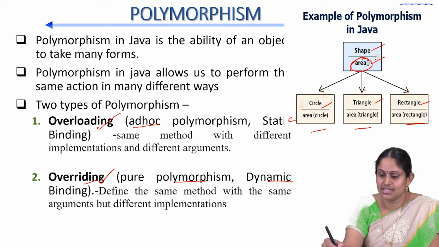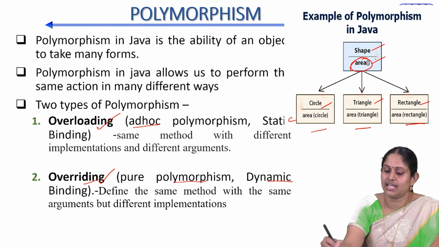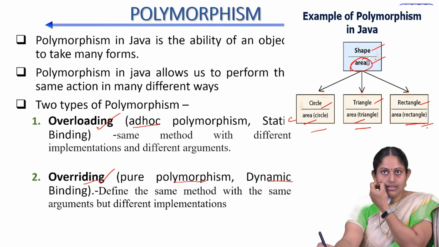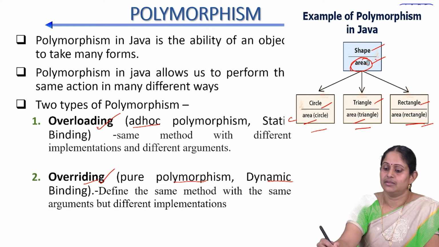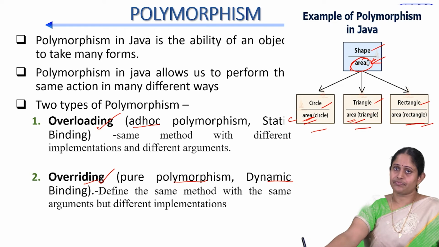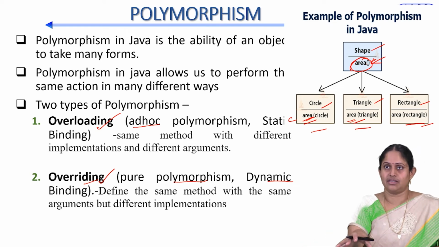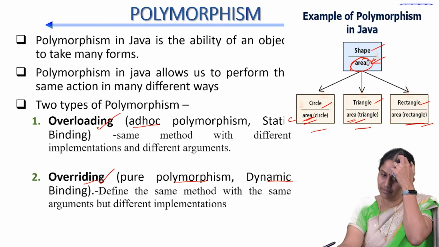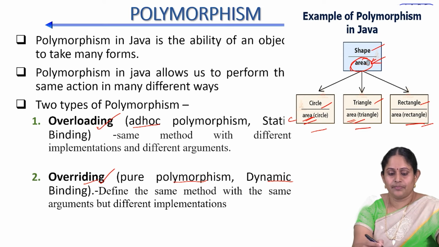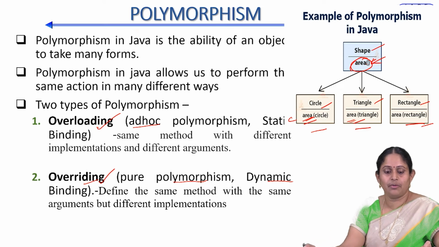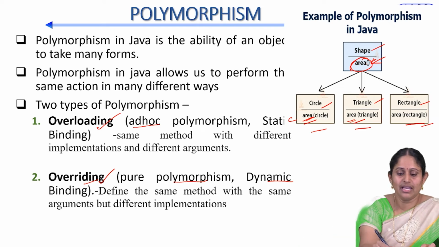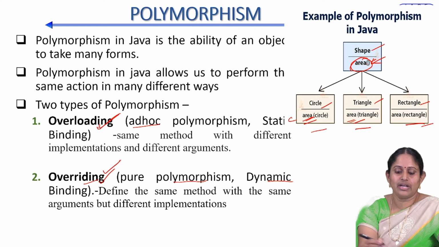But the implementation of area will be different in circle, triangle, and rectangle. This area is a generalized method, and the area inside the subclasses will be particular to finding the area of that particular class. So these are the two types of polymorphism: method overloading and method overriding.